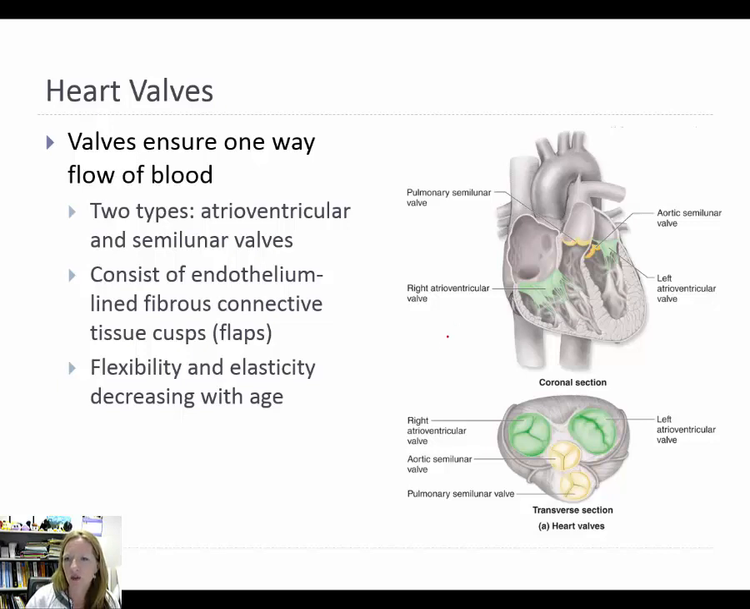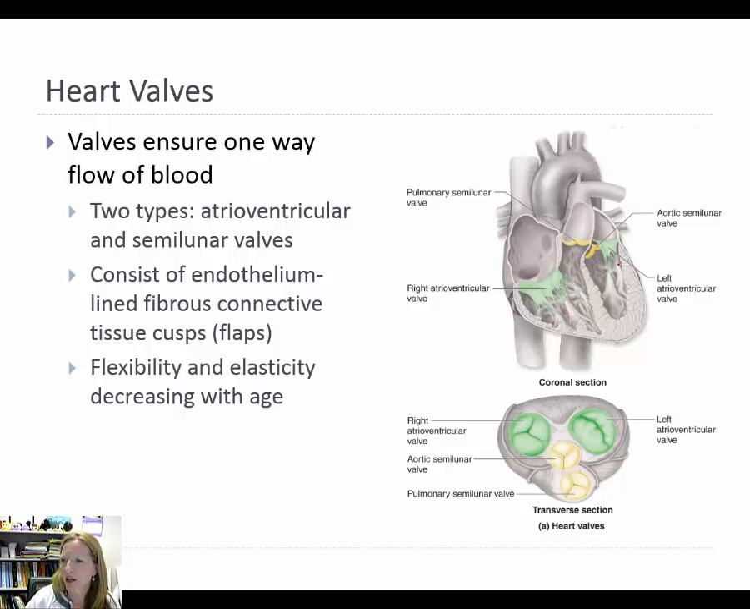These are going to be made of an endothelium-lined fibrous connective tissue, and they are kind of these little flaps or cusps. This one's called tricuspid because it has 3 of these cusps. And as you can see, at the bottom of the cusps are the cords, the chordae tendineae. It's a tongue twister, isn't it? And each one of them is connected to the papillary muscles right there.